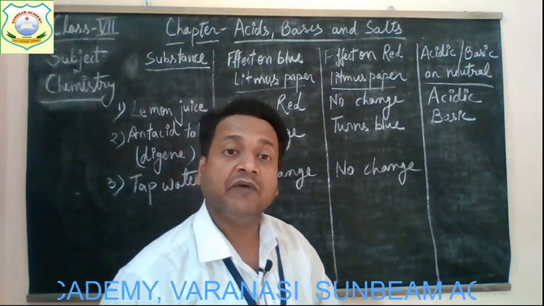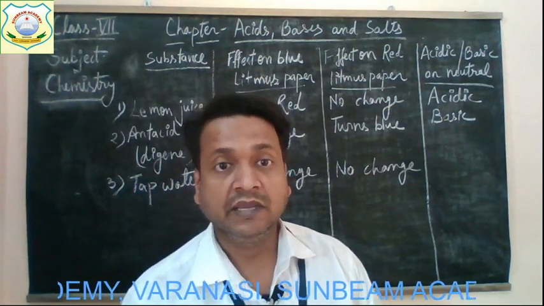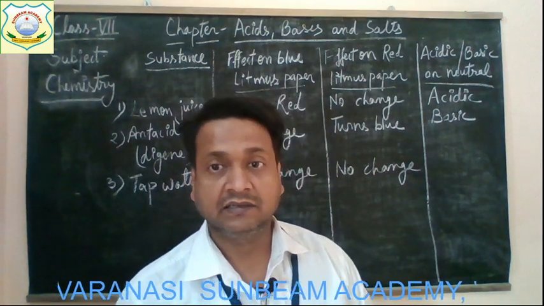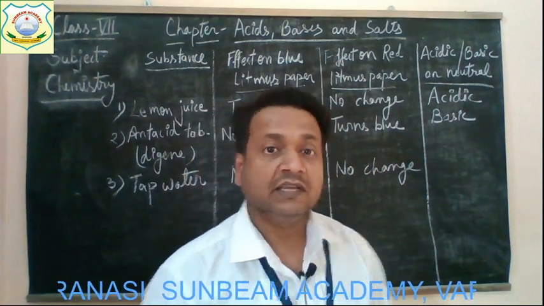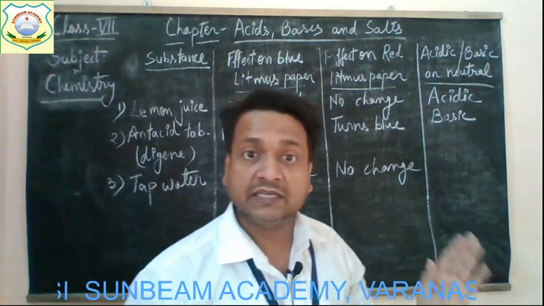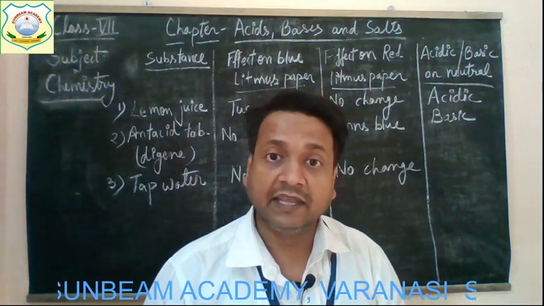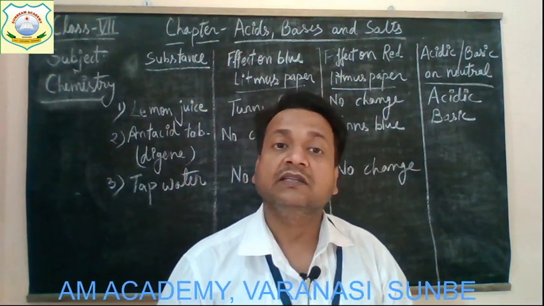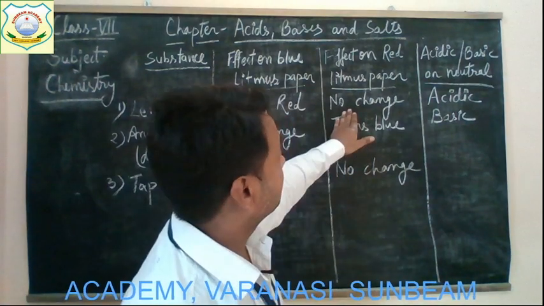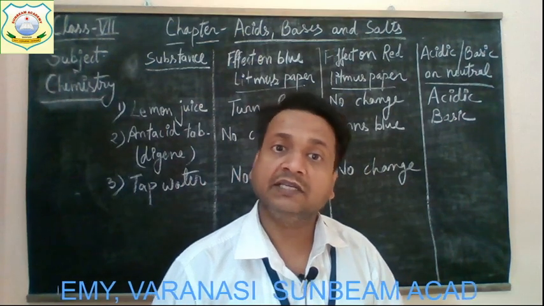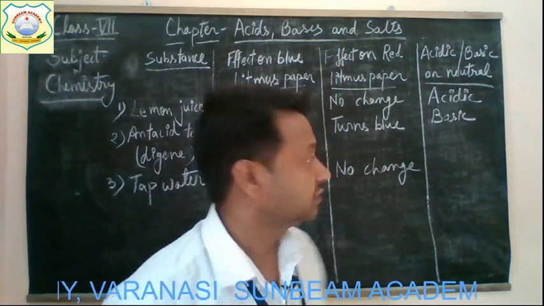But children, it may vary from place to place. In some places, the tap water is slightly acidic. In that case, the blue litmus paper turns red, whereas in some places the tap water is slightly basic or alkaline. In such places, the red litmus paper turns blue. But generally the tap water is neutral.